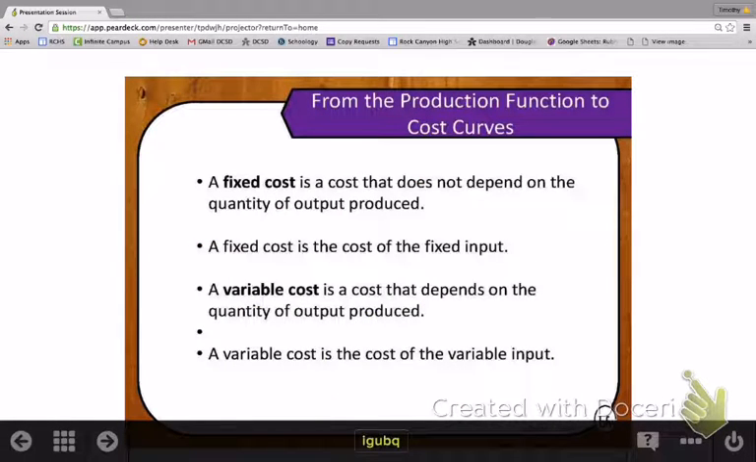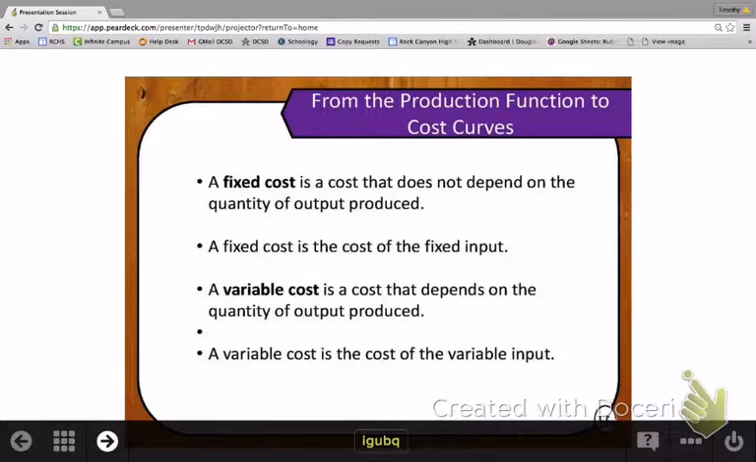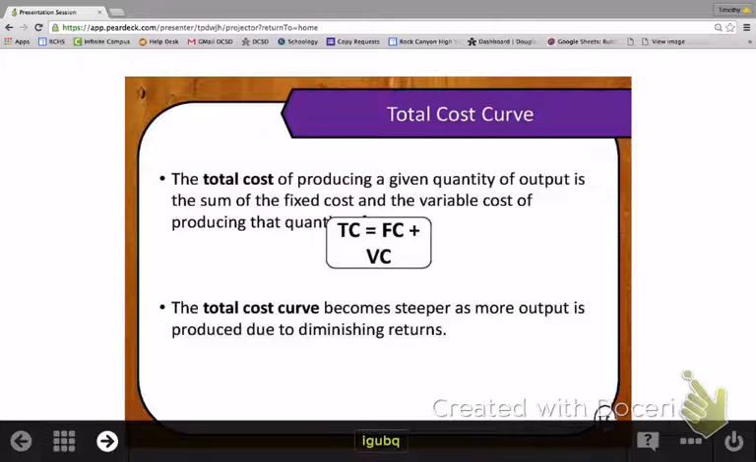Again, this slide just reviews those types of costs that we just looked at. Fixed cost is a cost that does not depend on the quantity of output produced. And so a fixed cost is the cost of that fixed input, whatever it is. A variable cost is a cost that depends on the quantity of output produced. And so that variable cost is going to be the cost of the variable input. Therefore, the total cost of producing a given quantity of output will be the sum of the fixed cost and the variable cost of producing that quantity of output.